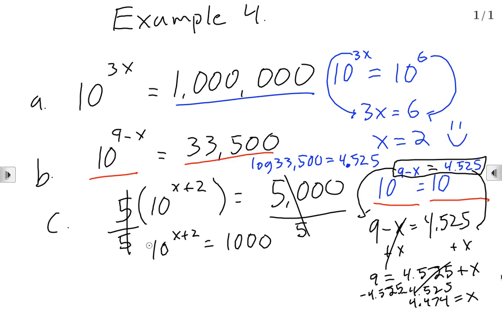And now we're back into something very similar to A. We're going to leave this side the same. This is the same as 10 cubed. So we have 10 to the x plus 2 equals 10 cubed. And then since the bases are equal, that means the exponents must be equal. So x plus 2 must be equal to 3. Right? This and this, they must be equal. And if x plus 2 is 3, x is 1. Check mark.